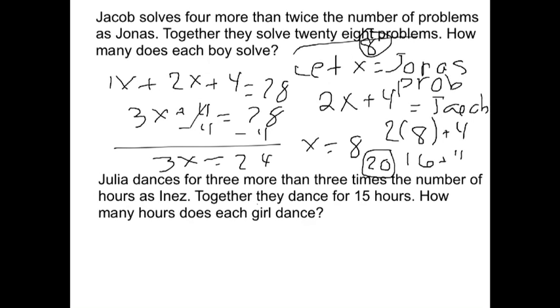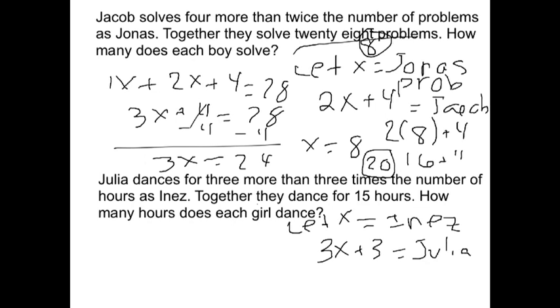Julia dances for 3 more than 3 times the number of hours as Inez. So we need to know Inez's amount. So let x equal Inez. And Julia would be 3x plus 3. And we know that together, so x plus 3x plus 3 equals 15. So we have 4x plus 3 equals 15.